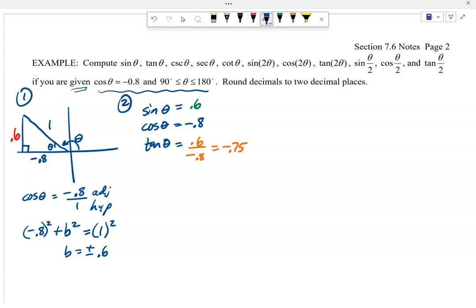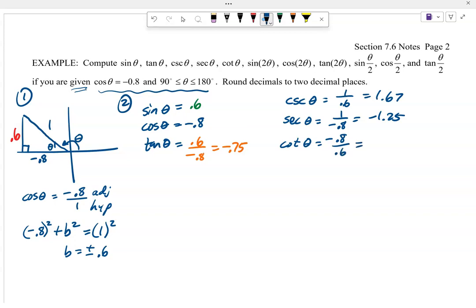And now let's find the reciprocals. The reciprocal of sine is cosecant, so I got 1 over 0.6. The reciprocal of the cosine is secant, so 1 over negative 0.8. And the cotangent would flip that over, so negative 0.8 over 0.6. All right, so we've done this first part.